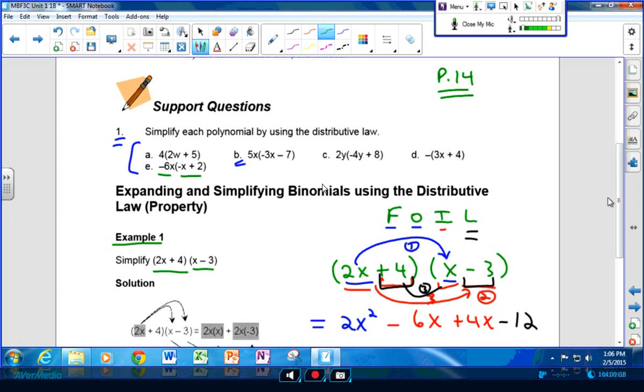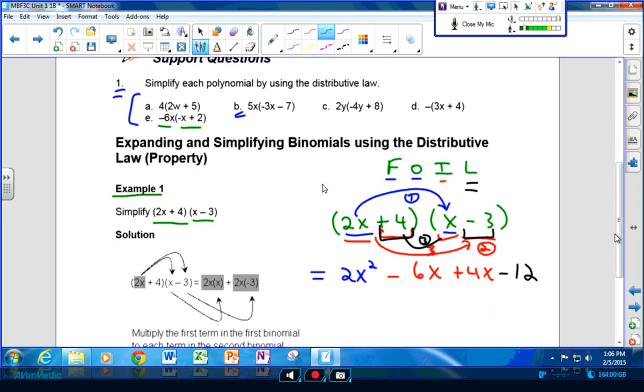Now we're going to step things up a little bit with this next example, which is expanding and simplifying binomials. Binomial is just one of these. x minus 3 is a binomial. 2x plus 4 is a binomial. It has 2 polynomial terms in it. A polynomial term can be a constant, like a number, a variable, like x, or a constant and a variable, like 2x. And then you know that it's a binomial because the terms are joined together by addition or subtraction.